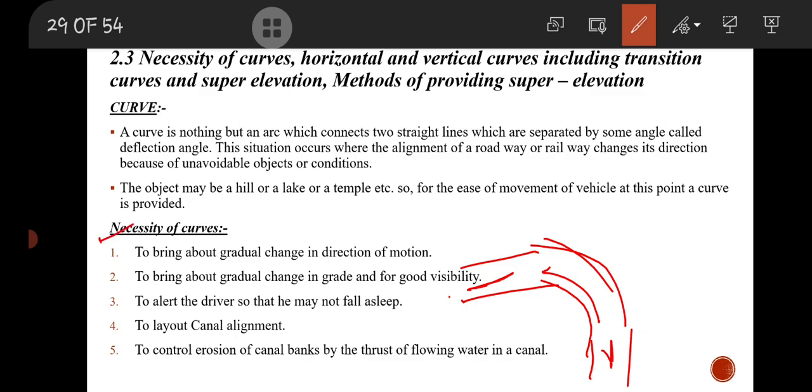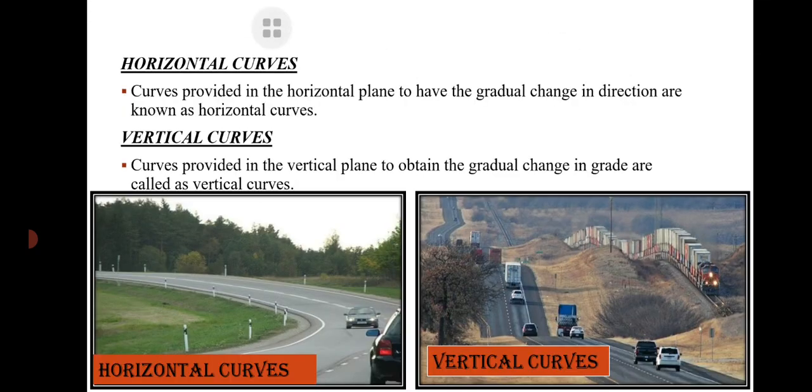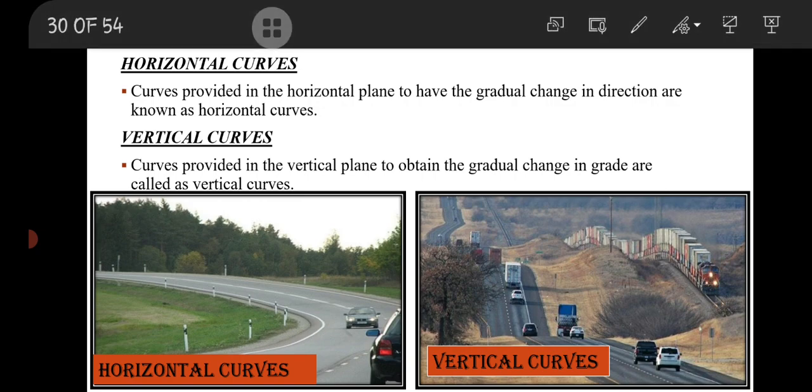The necessity of a curve is to bring a gradual change in the direction of motion of the vehicle, a gradual change in the grade, and good visibility for the driver. And the most important point of the necessity of a curve is to alert the driver so that he may not fall asleep. Next, the two major types of curve are horizontal curve and vertical curve.